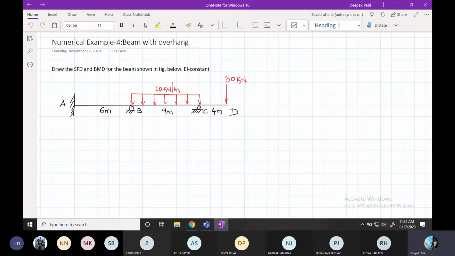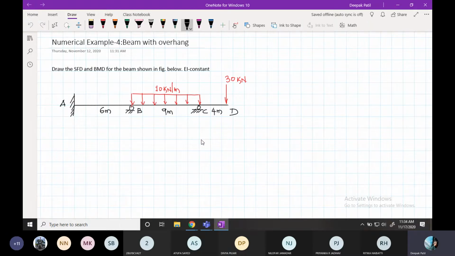Now, as usual, we'll start by calculating the distribution factors. But before that, this is one simple extra thing which is coming, that is overhang. So how to deal with these overhangs? It is very simple. What you have to do is, let me just do that.